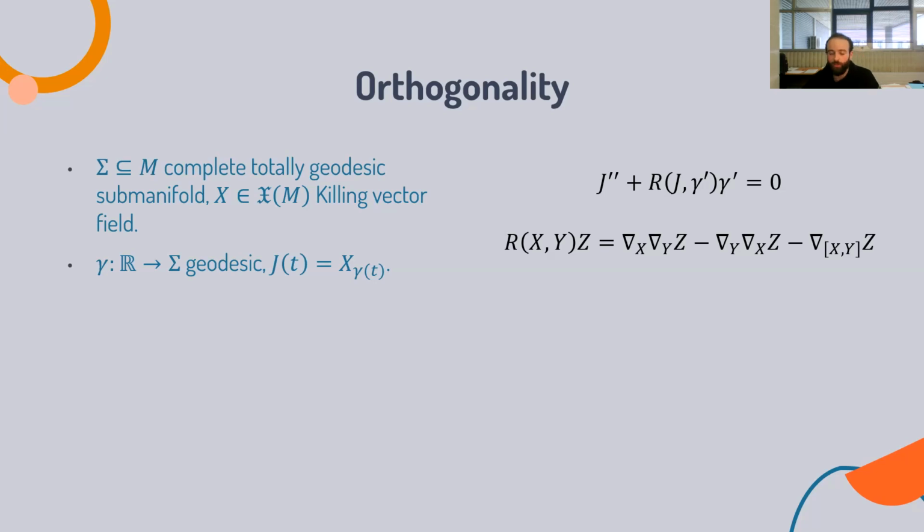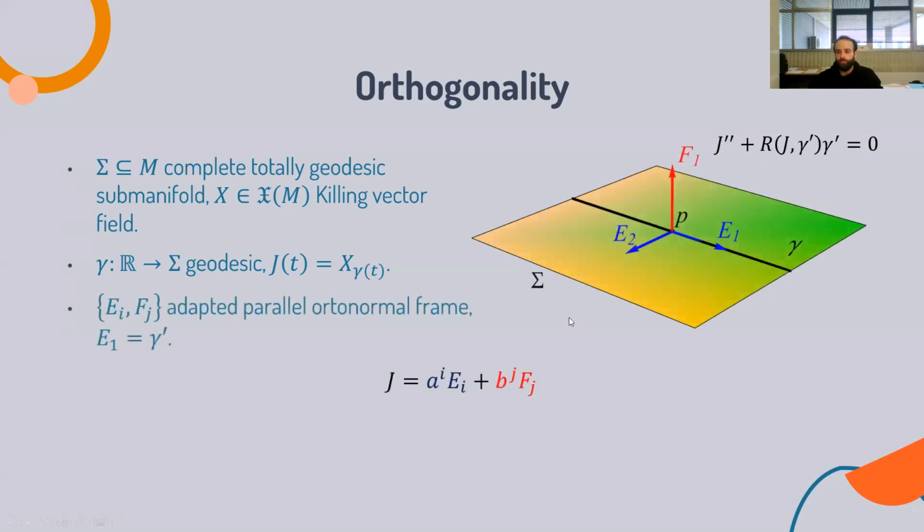And we're going to study the tangent part and the normal part of this Jacobi equation when applied to our specific field. So first we need to split this field J into a tangent part and a normal part. To do it, let's take an orthonormal parallel frame of vector fields along gamma, and we will say that it's adapted in the sense that the first vectors E sub i will be tangent to the submanifold, while the next vectors F sub j will be normal to the submanifold. We may also assume that the geodesic gamma is of unit speed and the first parallel field is the derivative of gamma.